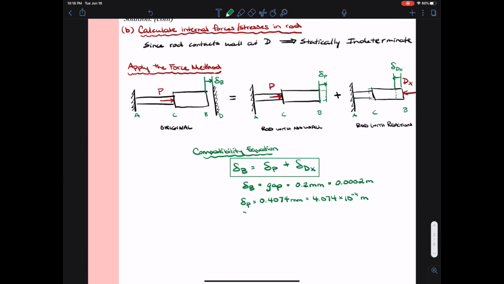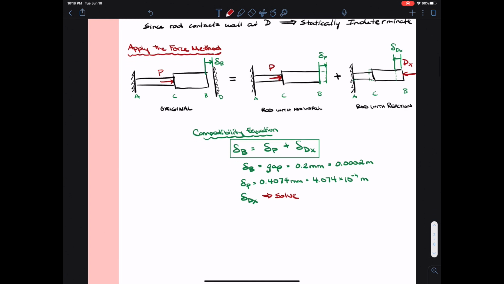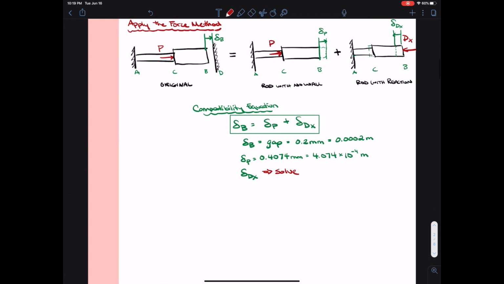All right, so that just leaves us with coming up with a value for delta dx. Once we solve for delta dx, we'll be able to figure out how much the support reaction dx is applying to the rod. So how do we solve for delta dx? Well, if I just gave you the right-hand free body diagram, you would tell me that it is statically determinate and that dx causes compression in both members AC and CB. And so that's how we're going to solve this.